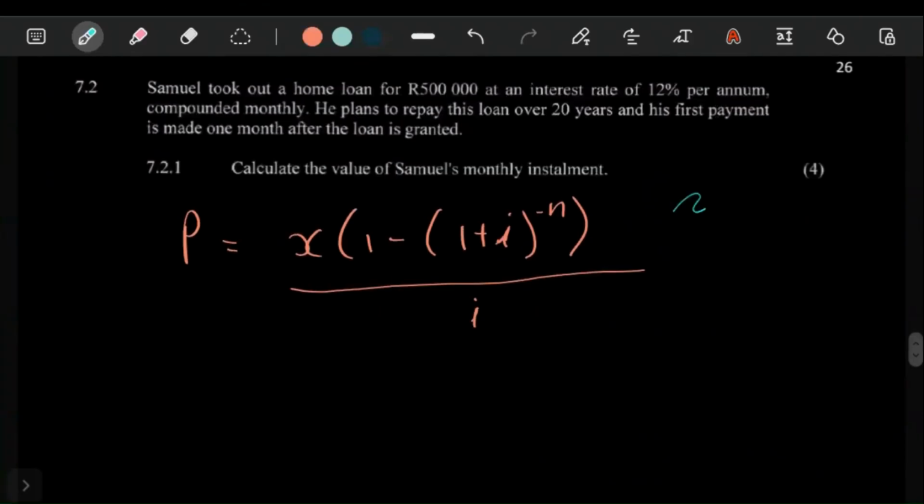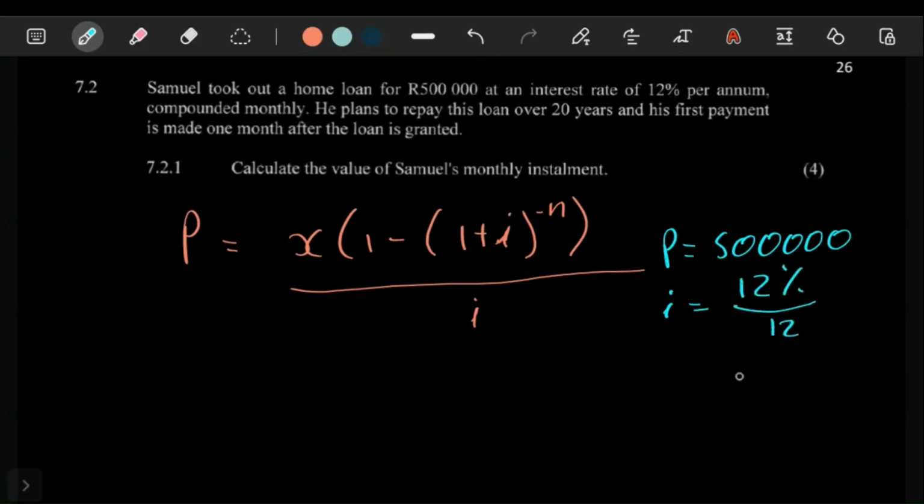So P here is the loan that he got, which is 500,000. I is the interest rate, but then it's compounded monthly. So I is 12% over 12. You see, you can actually put it like that in your calculator. And then it says here over 20 years. So N is the years times 12, since it's monthly, which gives you 240. The money is compounded 240 times.